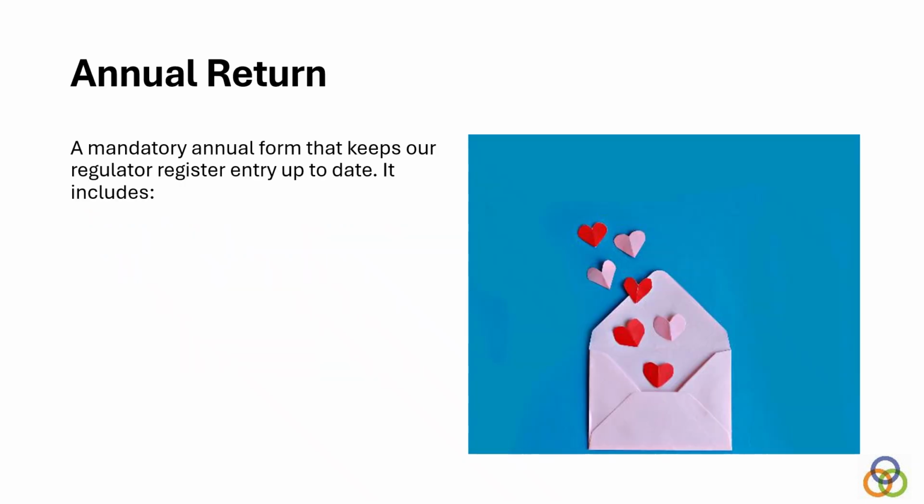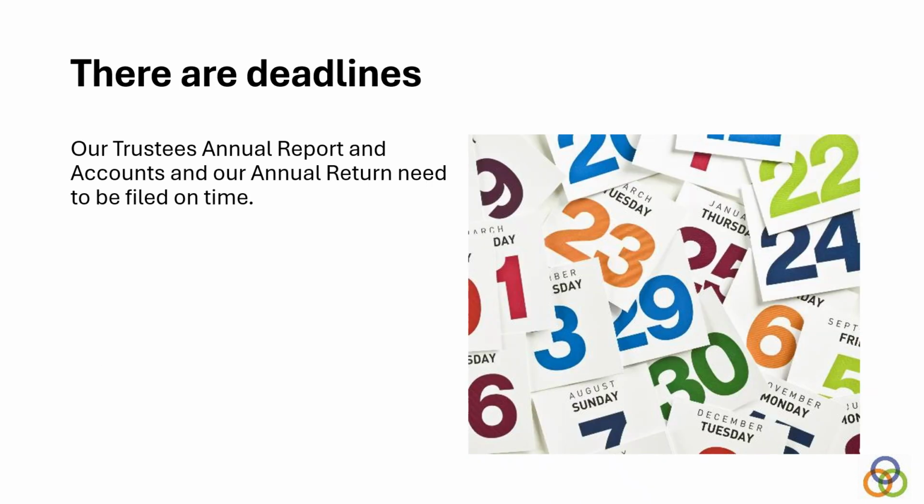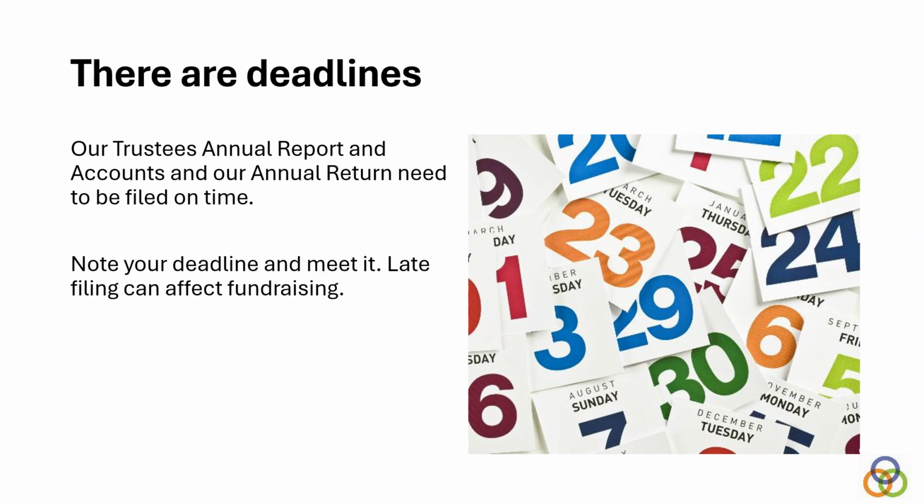Once you've done your accounts, you've got them independently verified, everyone's happy, then you need to submit them to the Charity Commission with the annual return. So that's a mandatory annual form that keeps the regulator register up to date. It includes charity details, financial information, governance information, and compliance details on policies, etc., etc. There are deadlines for this, and we need to file them on time. Late filing is just a bit of a red flag, if I'm honest, and it can really have an adverse effect on your fundraising.